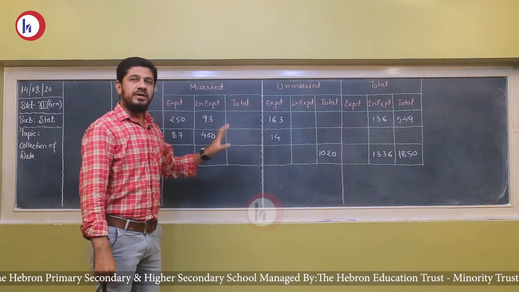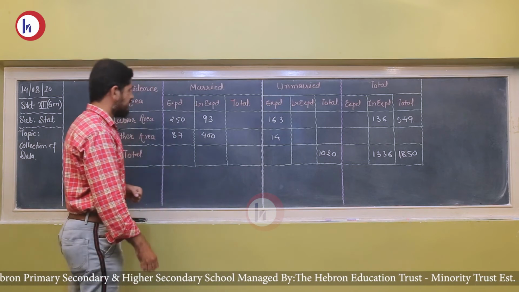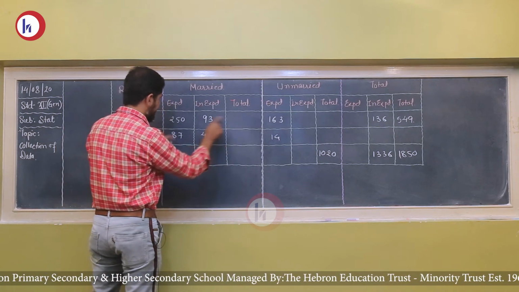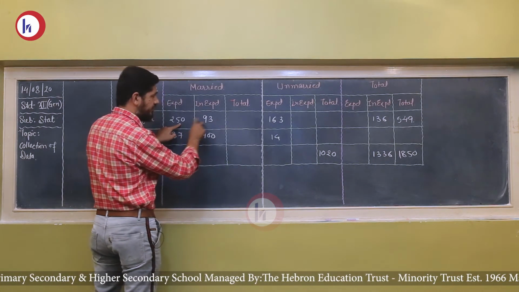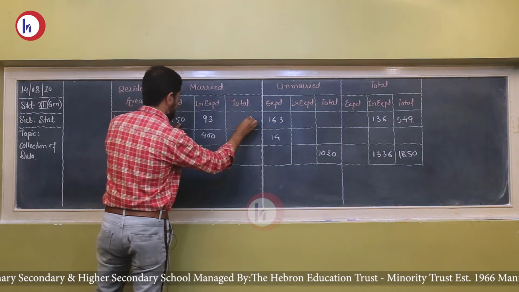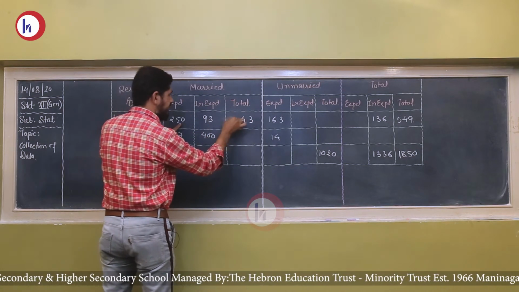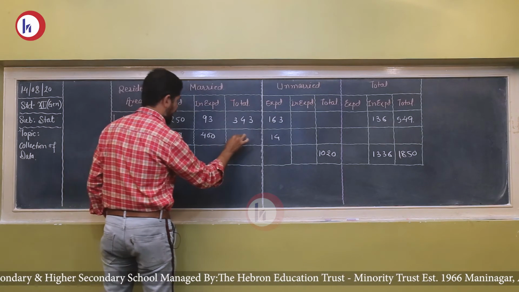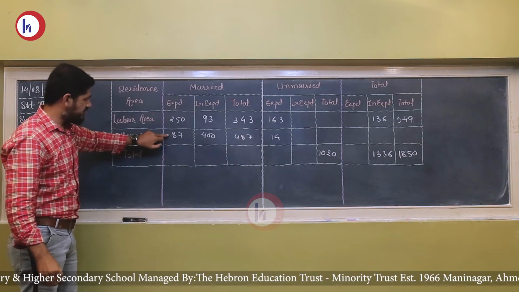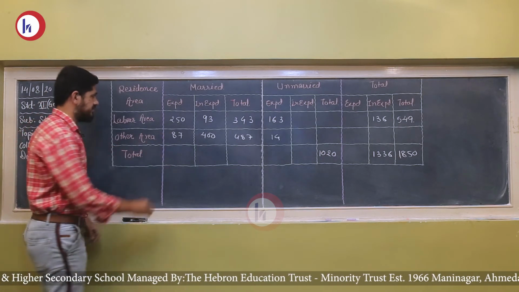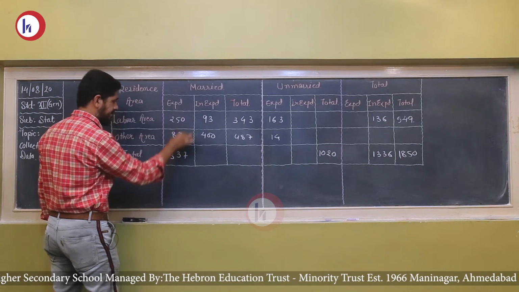Now the remaining amounts we will fill with our logic. So this block indicates the sum of these two blocks. If we add these two amounts, we will get this one. So 3, 4, 3. Here 487. Now the sum of these two blocks will be recorded here. So 7, 3, 3.